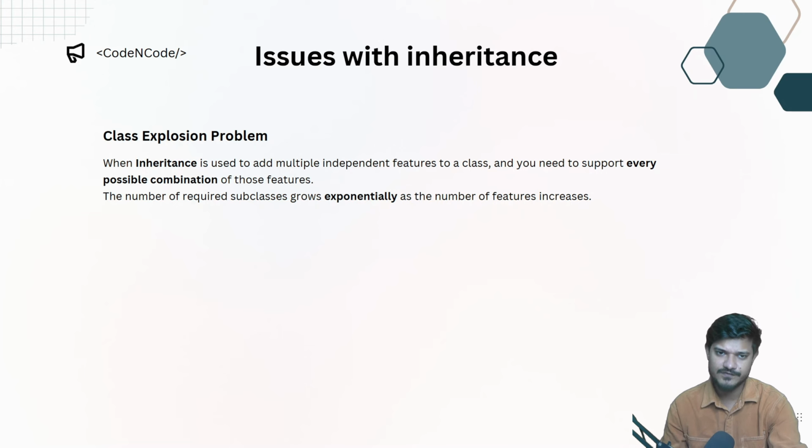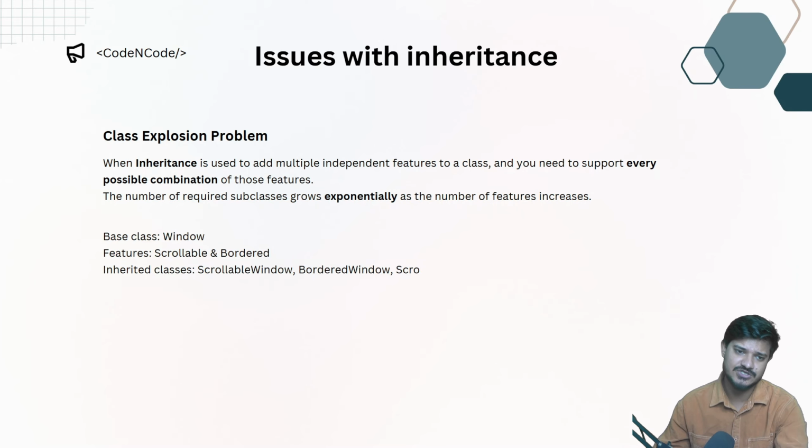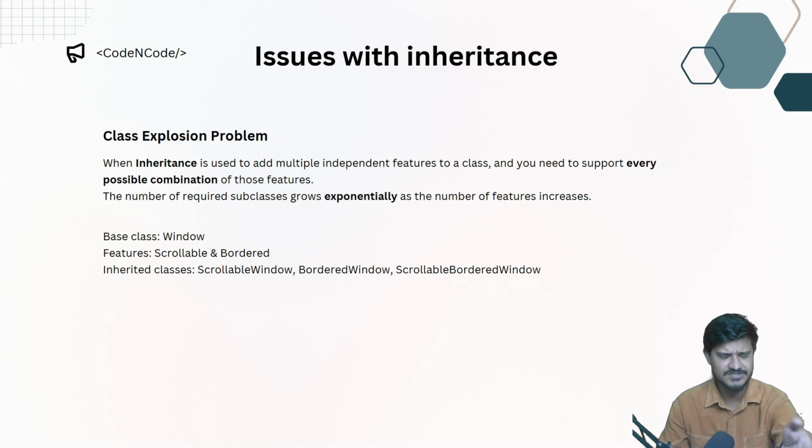Right. So if you do that, the issue it brings is the class explosion problem. Using inheritance, if you want to add multiple features, the number of classes grows exponentially. For example, let's take a different example. We have a base class Window. You want to create different windows from it, right? The features are scrollable and bordered. So the different combinations would be scrollable window, bordered window, scrollable bordered window. So we already have three different classes.